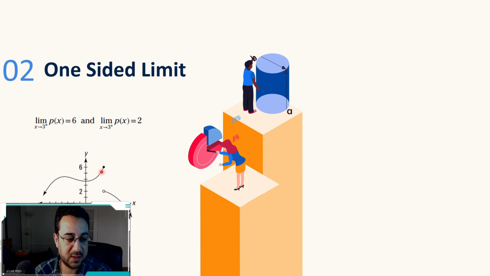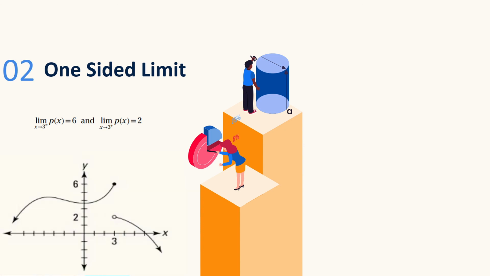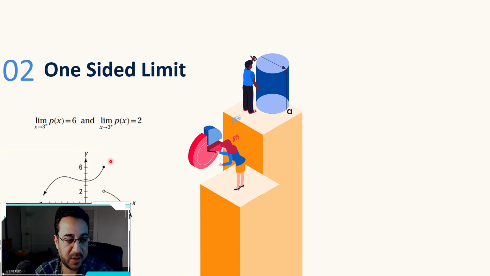Then the limit of p of x as x approaches 3 from the right. Let's say this function is made out of two pieces because it's a discontinuous function, but it is exactly the same function. But we're approaching the 3 from the right. So the limit of p of x as x approaches 3 from the right, as you're getting closer to 3 following the graph, then you are getting the f of x closer to the number 2.